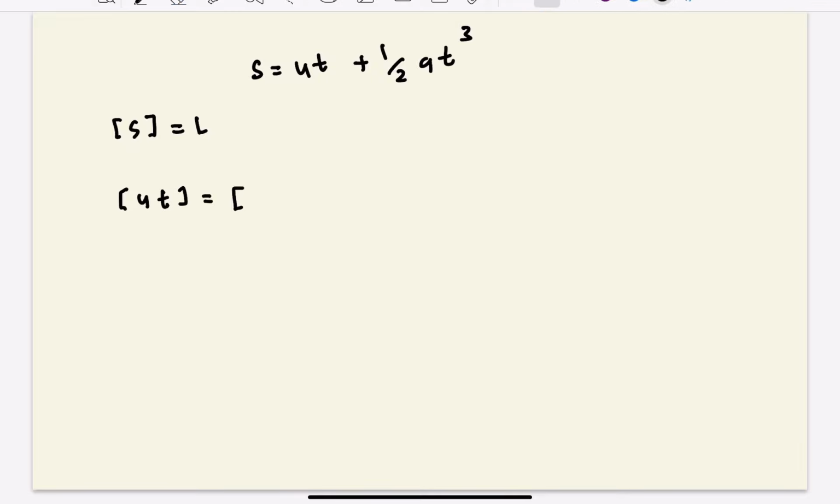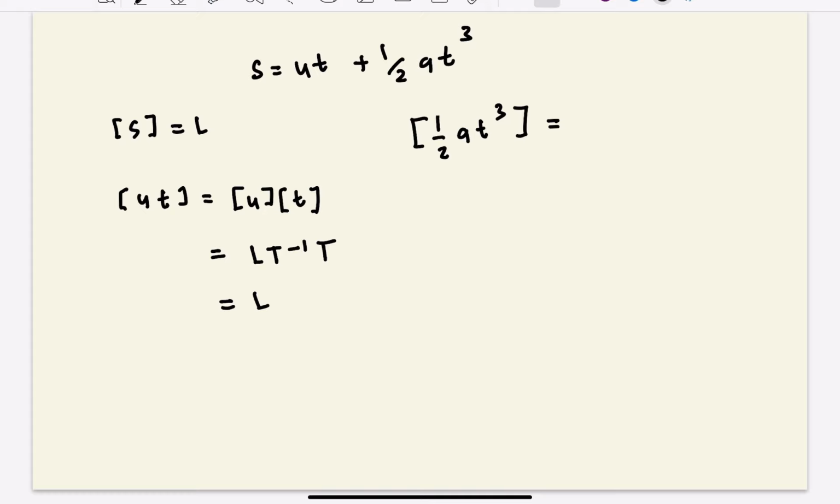The one that I gave yang depan tadi, the first part. S equal to UT plus half AT to the power of 3. So the dimension of left hand side is L. Dimension of right hand side, you have UT. See how I write the steps. You need to write like this. So U is the initial velocity. You will have time T, you will get L. So yang ni betul.